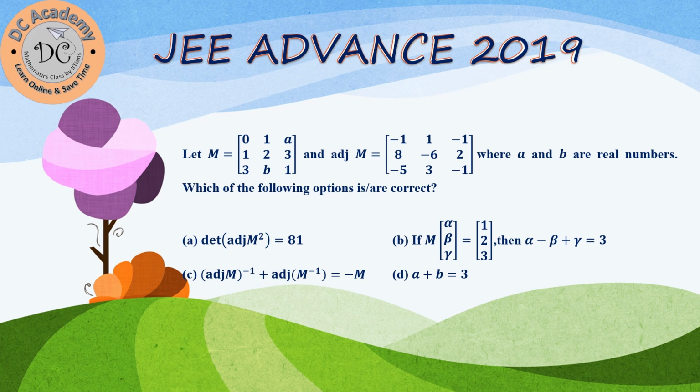And M has two unknown parameters, A and B. Now we have to check which options are correct. So first of all, it is obvious that we need to calculate the values of A and B, and we have to test the remaining cases. Let's go ahead and solve the problem.